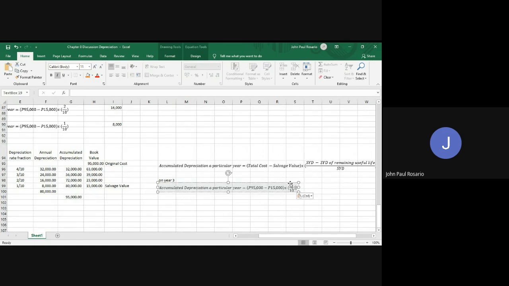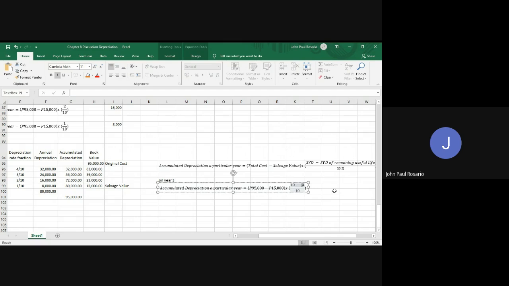Now, our SYD is 10, right? And then, we deduct from that the SYD of the remaining useful life. So, meaning, how much is this, this is total cost. Ah, yeah, that's it, okay. So, remaining useful life, what is that? Okay. So, always SYD of the remaining useful life.